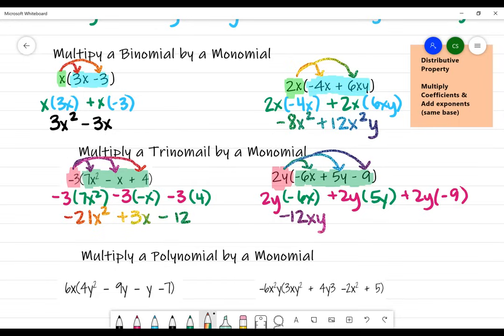All right, my second set, 2y times positive 5y. Multiply my coefficients, positive 2 times a positive 5. Now my y's, I do have the same base because I have two y's. That means y squared. And I look at my third set, positive 2y times a negative 9. Multiply my coefficients, 2 times a negative 9, y.